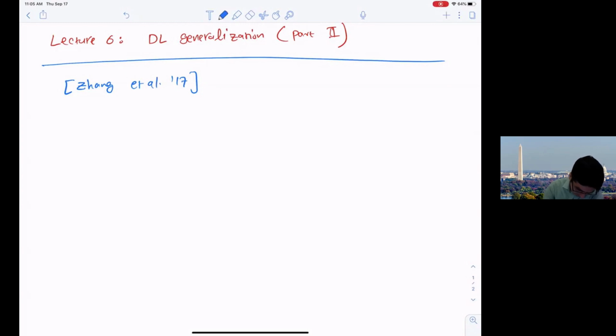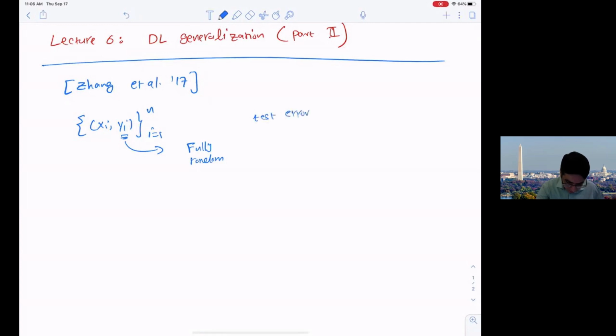If you have a training set, (x_i, y_i), say you have n training samples, what they do is randomly shuffle the labels, or in some other experiments partially shuffle the labels. Let's say we are looking at the fully random case. In this case, the model is going to have very poor generalization, because my test error is going to be half in the binary classification case, since there is no structure in the X and Y relationship. My training error is going to be very small, which was very surprising. That shows the neural network has the capacity and complexity to fit random labels.